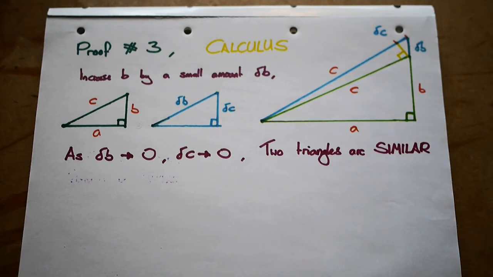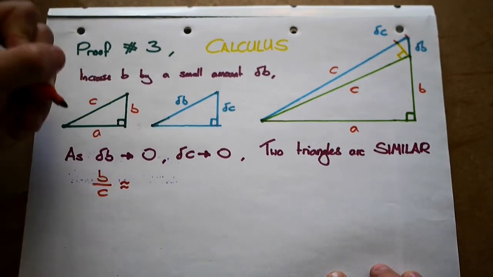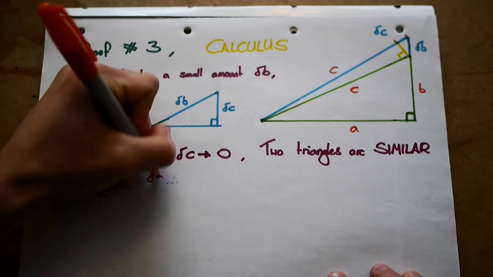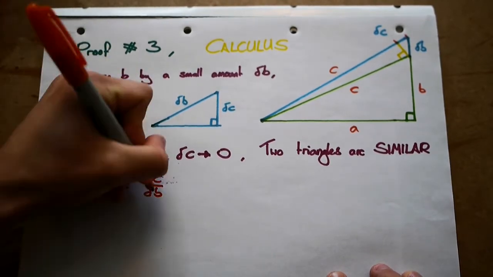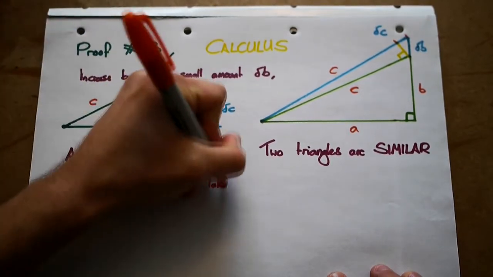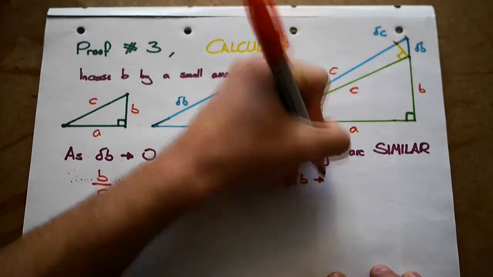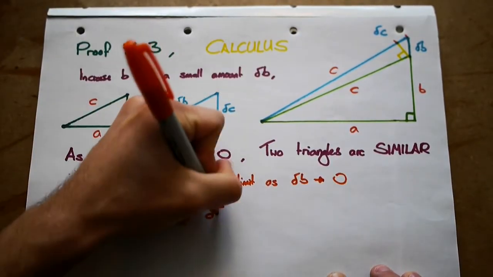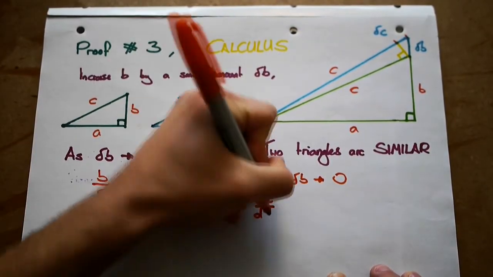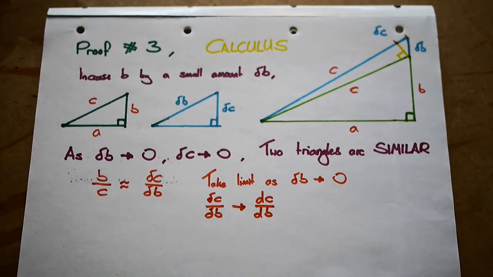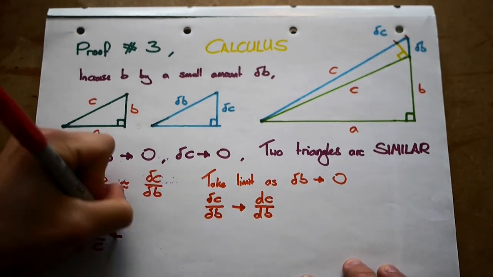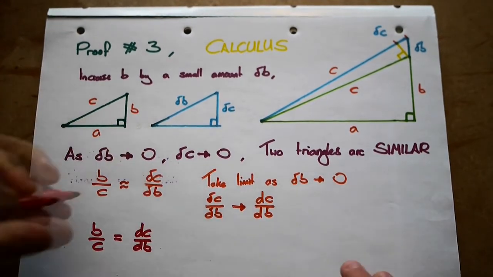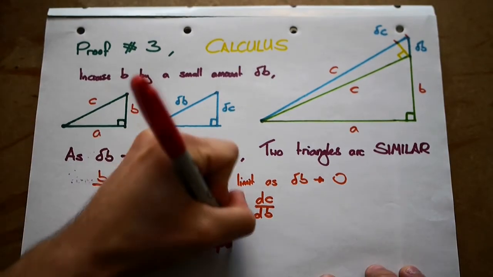If these two triangles are similar, then we know that the ratio of their sides is the same. So we can say that b over c is approximately equal to delta c over delta b. Now if we take the limit as delta b tends to naught, our fraction delta c over delta b tends to dc over db, the rate of change of c with respect to b. This is calculus notation. And so in the limit we have b over c equals dc over db, which we recognize as a separable differential equation.